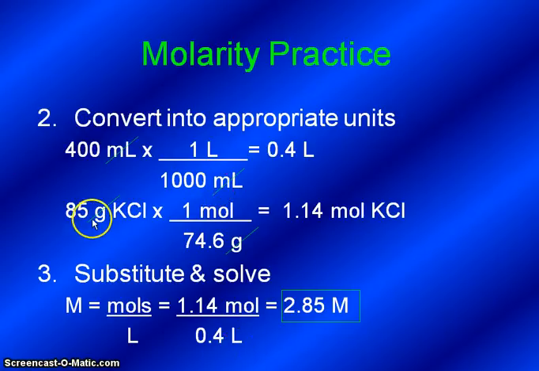And then we are given grams, which we would have to convert to moles. So we're going to use potassium chloride's molar mass, which is 74.6, and find out how many moles of the KCl we have. Then we're able to divide our moles by our liters, and that would tell us that this solution is 2.85 molar, and we just have to write that capital M to show that we're talking about molarity.